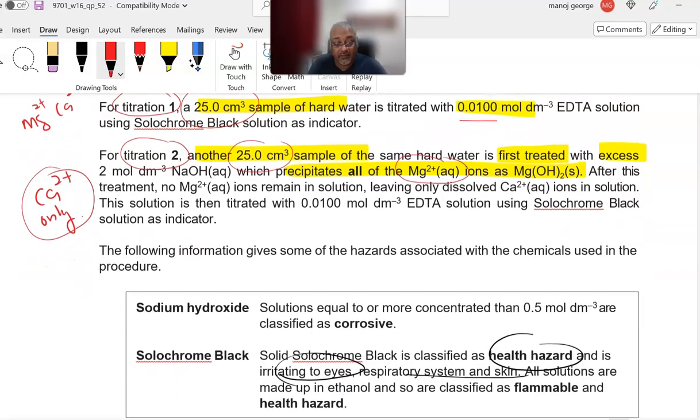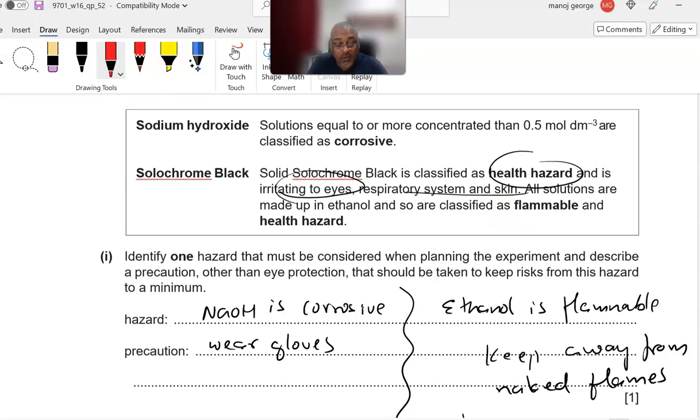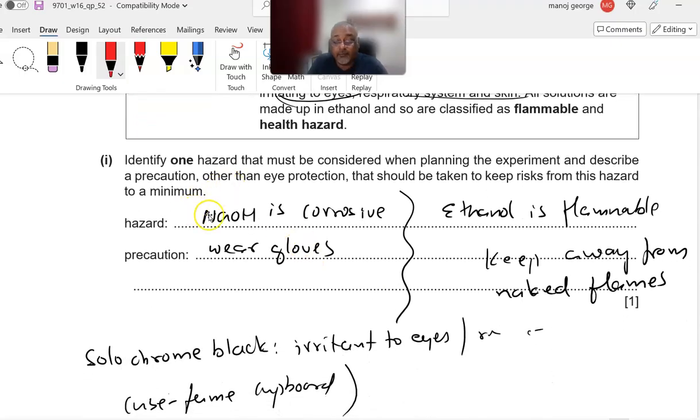So once we are okay there, always remember, whenever they give you information about some chemicals, there probably would be a question coming in for safety. Corrosive, definitely think of the gloves. If something is irritant to the eye, think of the fume cupboard. Usually, these are good things to remember. Normally, you will always have questions, as you see here, on what the risk issues would be and how you would reduce them. So because NaOH is corrosive, the best way is to wear gloves.